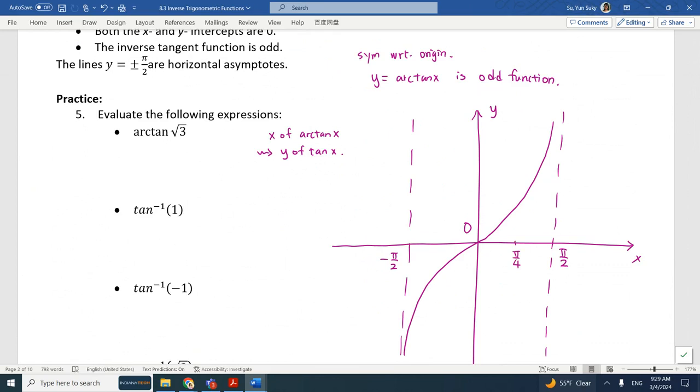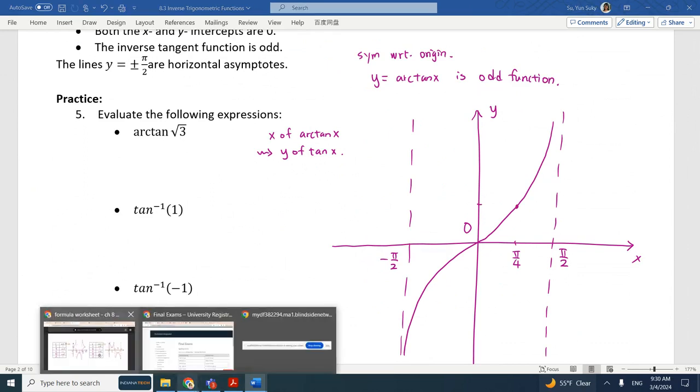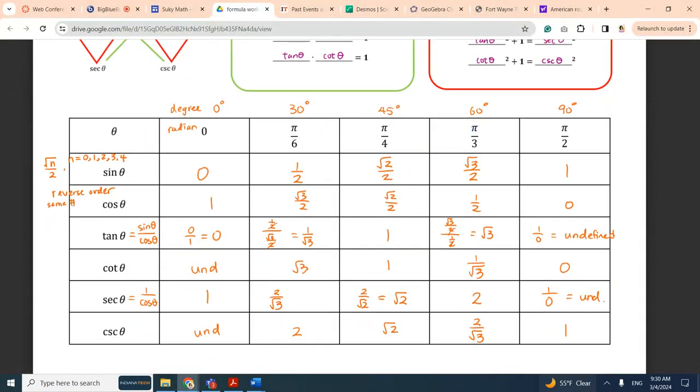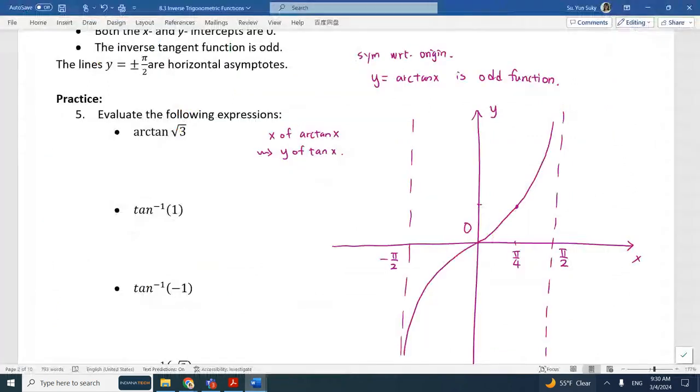And tangent pi over 4 is what? Tangent pi over 4 is 1. Yes. So this is 1. And then you divide this into 3 pieces. This is pi over 6. This is pi over 3. Is that okay, everybody?